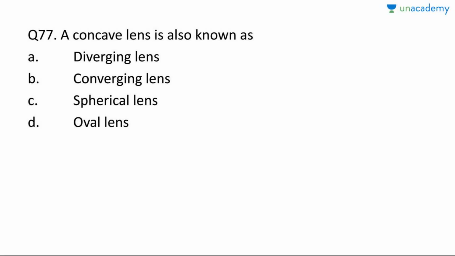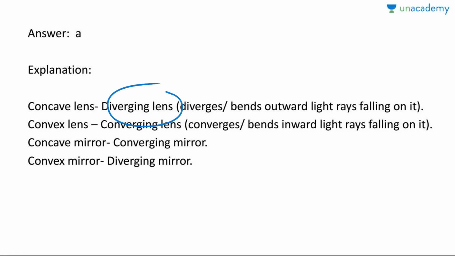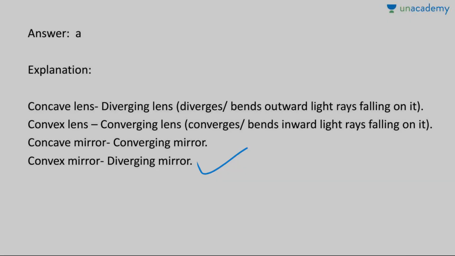A concave lens is also known as which of the following? A concave lens is basically a diverging lens, because it diverges or bends outwards the light rays which fall on it. So here answer is A. A convex lens is basically a converging lens which converges or bends inward the light rays falling on it. A concave mirror is a converging mirror and a convex mirror is basically a diverging mirror. So answer here is A.